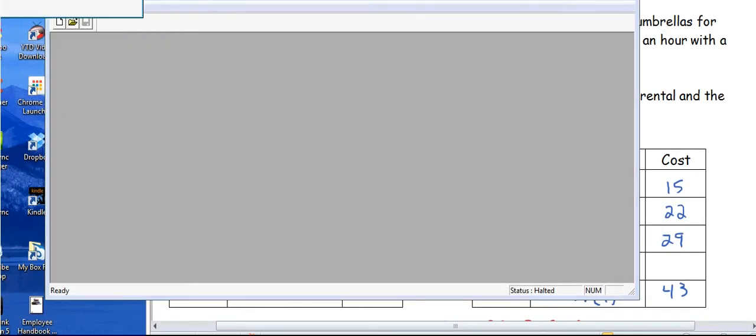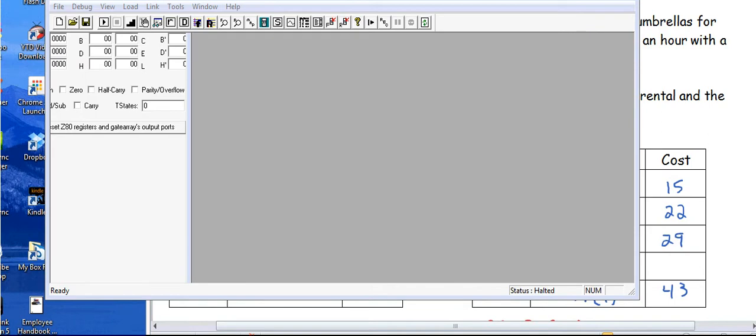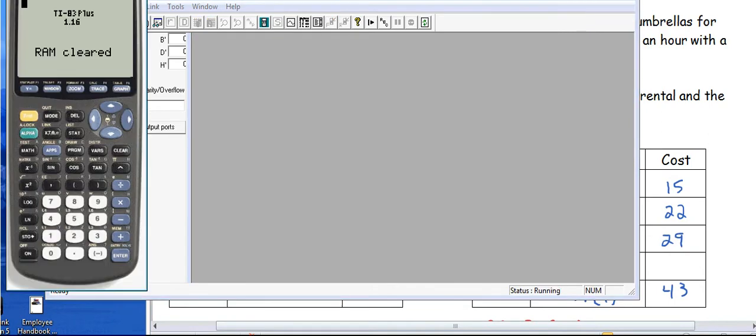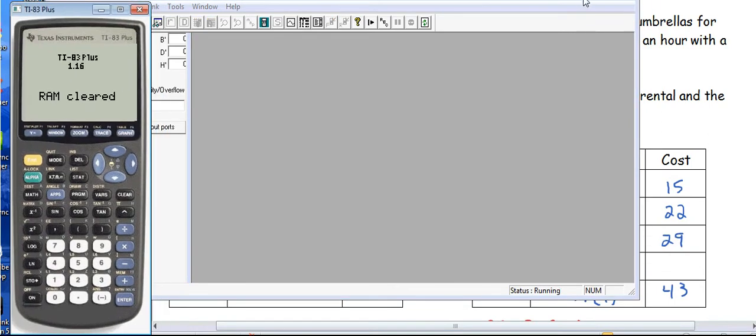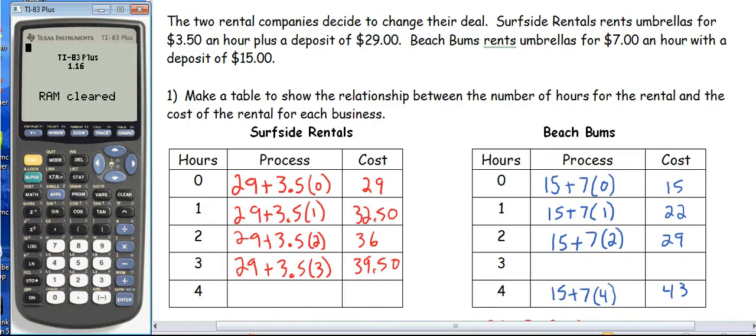All right, today we are back to solving systems again, and let me get my calculator set up for you. We're going to be using our calculators today. Here are the two situations we have. The two rental companies decide to change their deal.